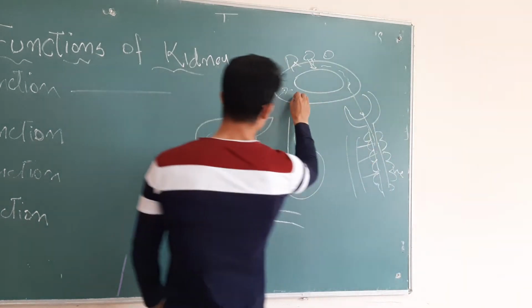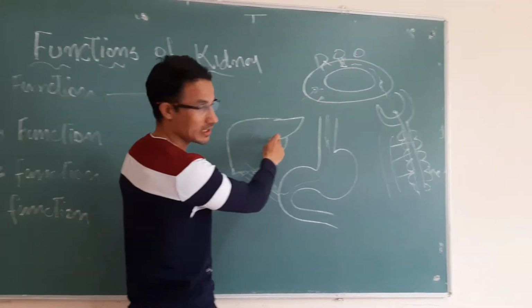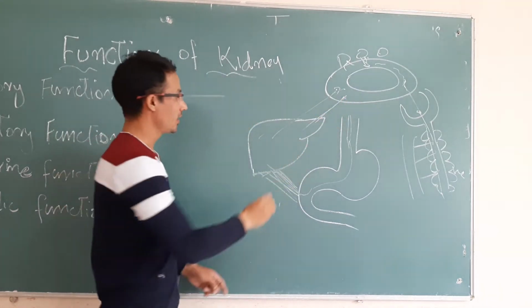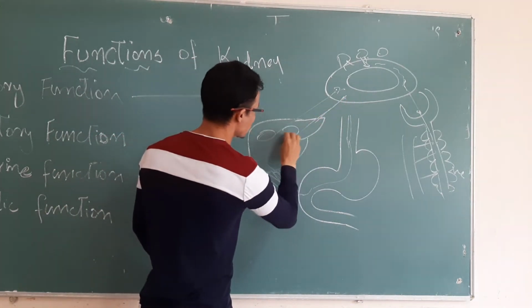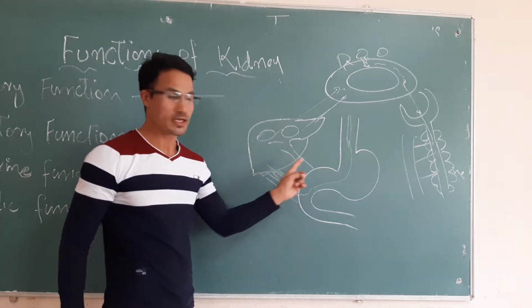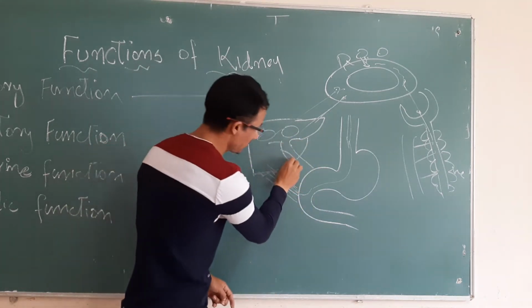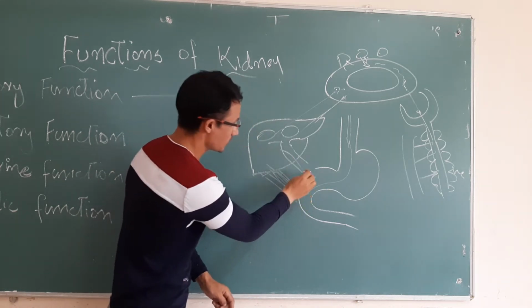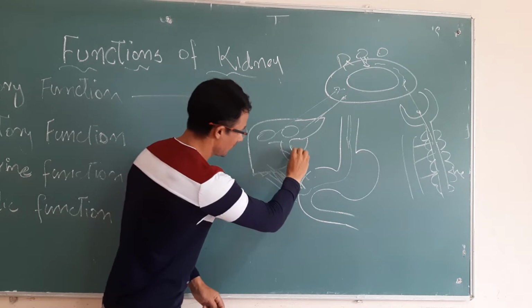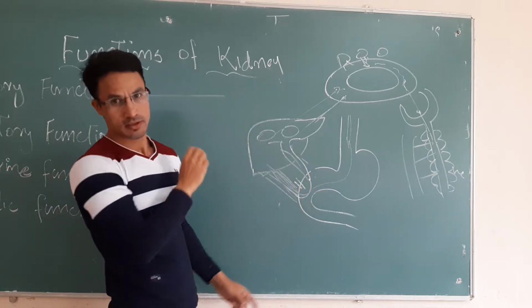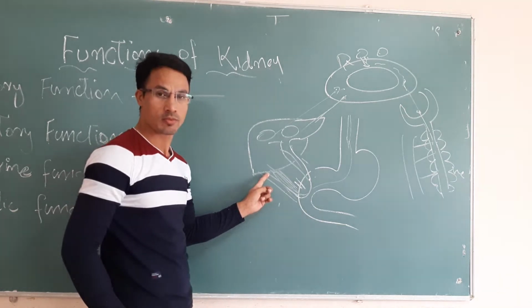Now we go to the liver. Here the drugs will come again into the liver. Here are the hepatocytes. Through the hepatocytes, they will go to the biliary system. Through the biliary system, they will go to the duodenum. So again, here they will be reabsorbed.